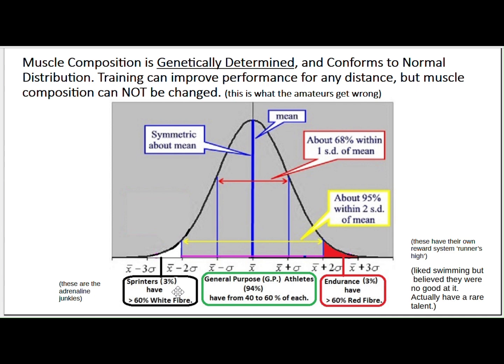About 3%, or one swimmer in 30, will be greater than 60% white fibre, and they're your born sprinters. And up this end, another 1 in 30 will have greater than 60% red fibre, and those are very talented. Those are your distance swimmers.